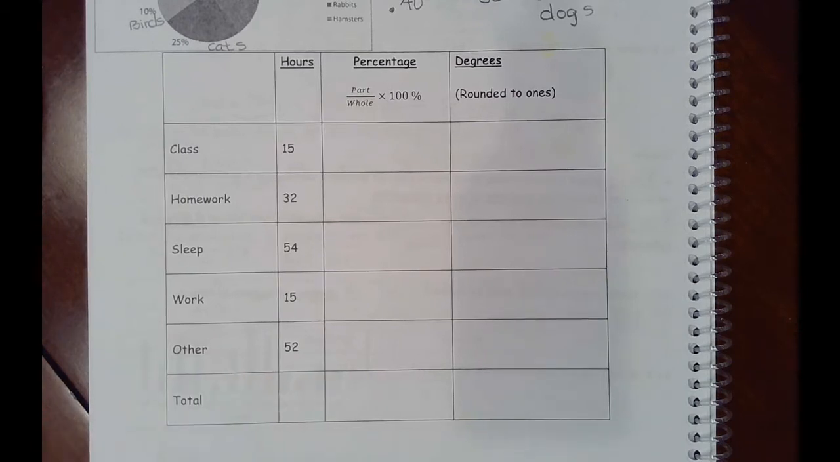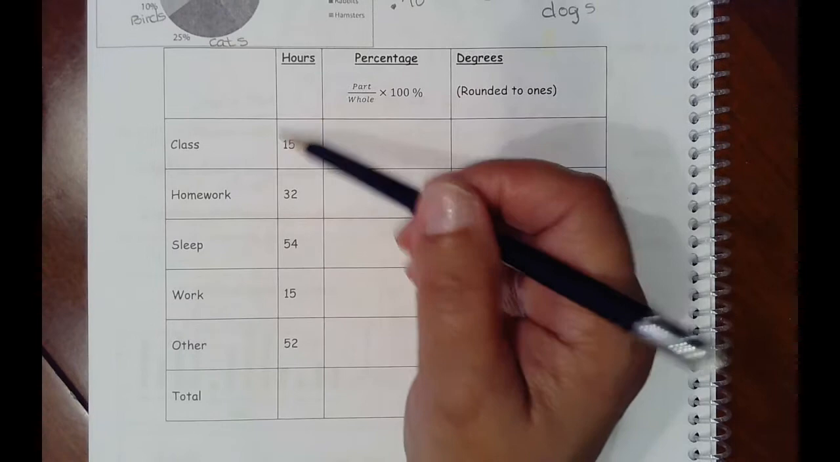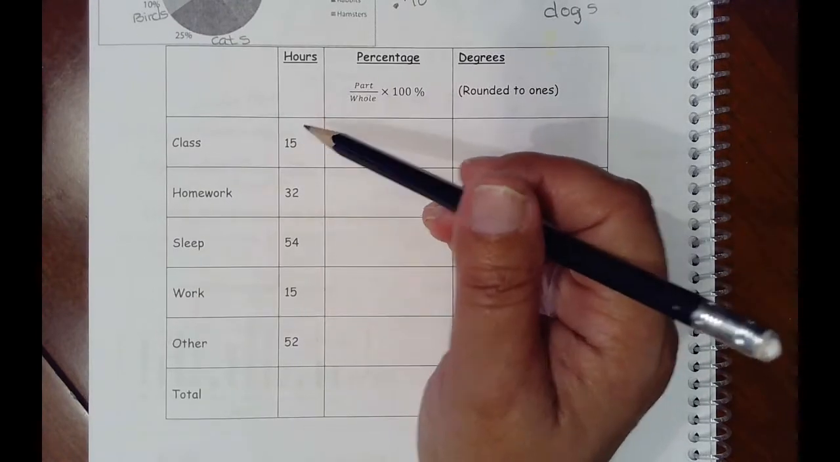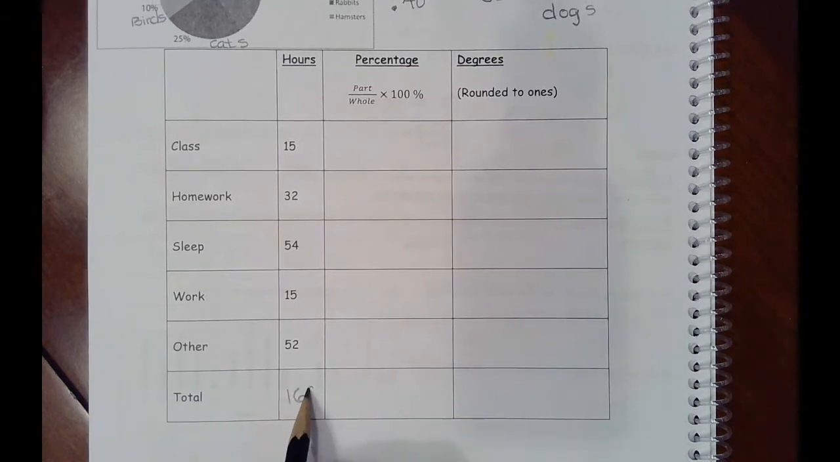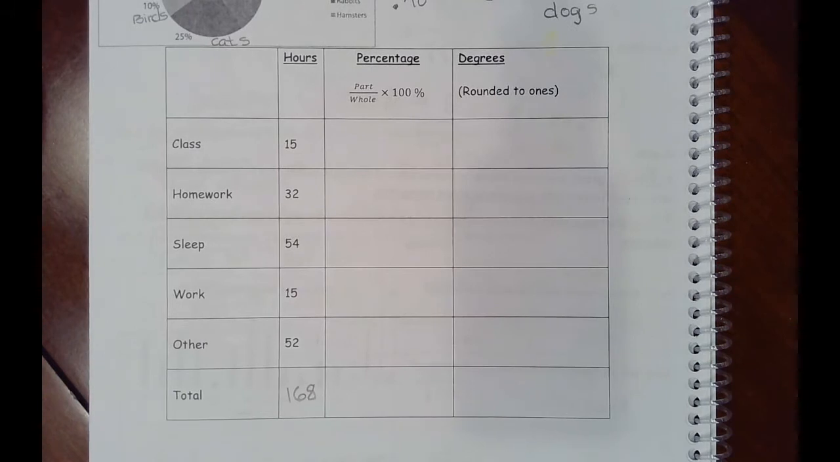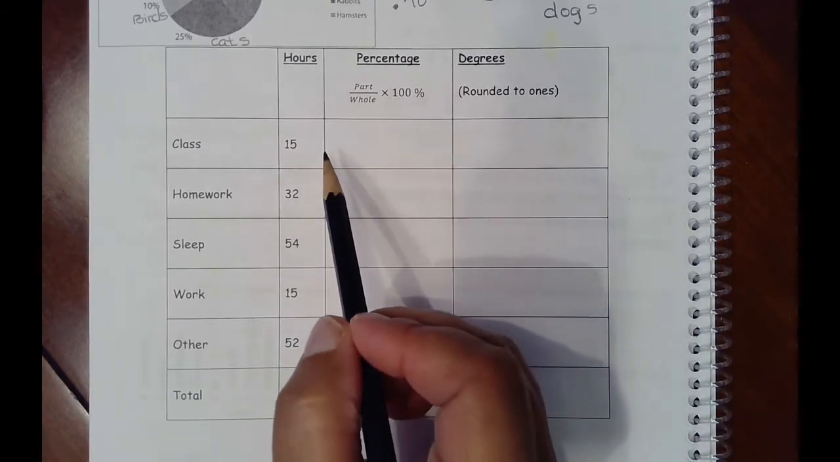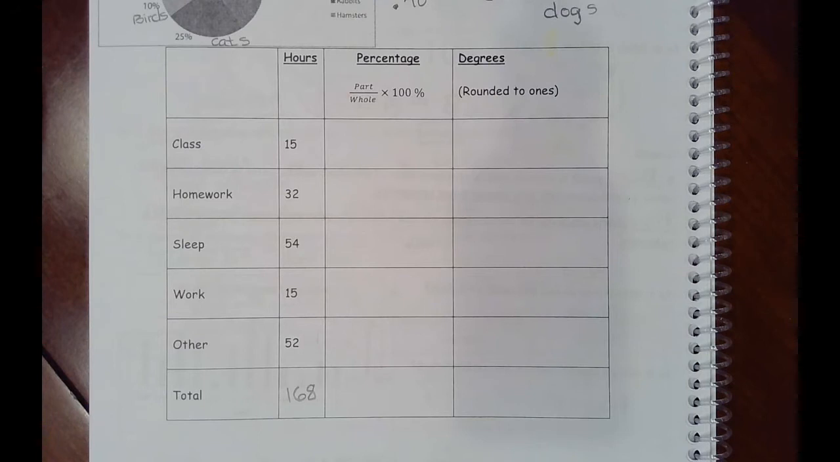So the first thing we need to do if we're going to be able to get decimals and percentages is to know the total number of hours. That would represent the entire population of hours. We always need that total number. So we're going to add all these up. Go ahead and put all of those in your calculator and add them up, and that comes out to 168.